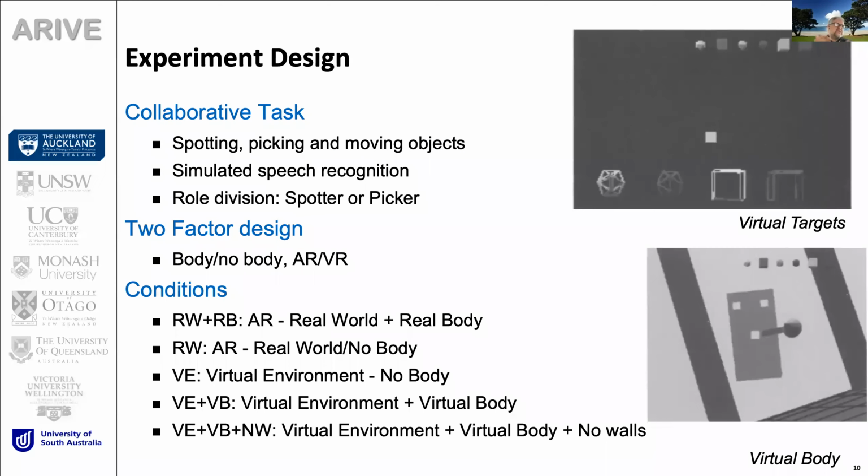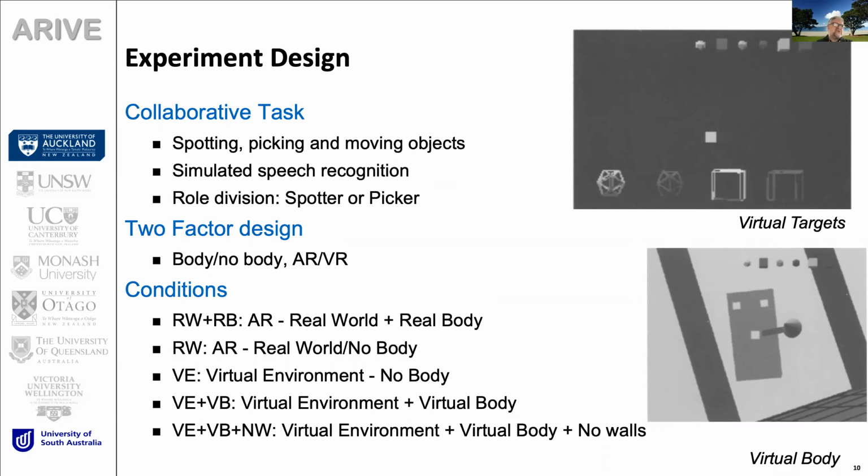So it was a collaborative task. One person had to find the objects, and then the other person, once they'd found them, could make them visible to the other person. The other person had to move them. So there was role division. And there was a two-factor design. You either had a body or no body, or you had an AR or VR condition. And you can see in the bottom right-hand side, that rectangle there with the cylinder or cone coming out of it, that was a person's very, very crude virtual body.